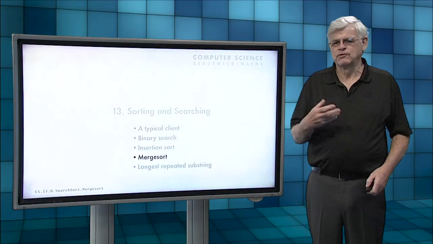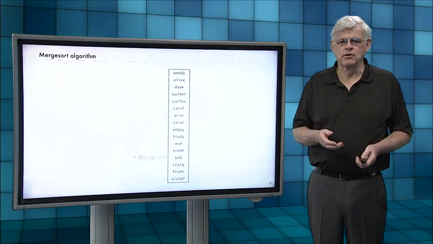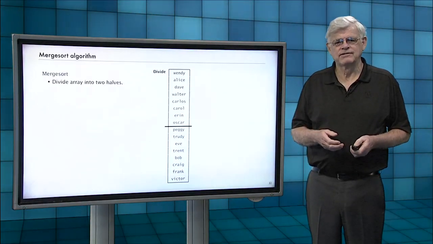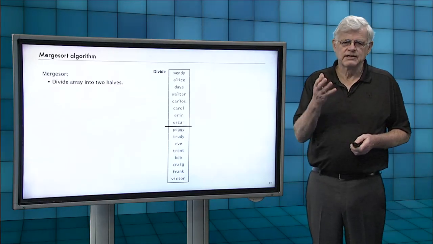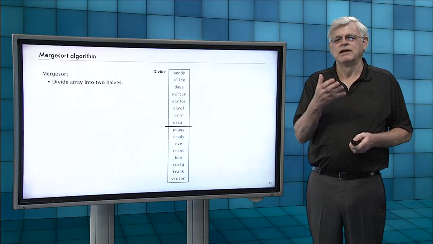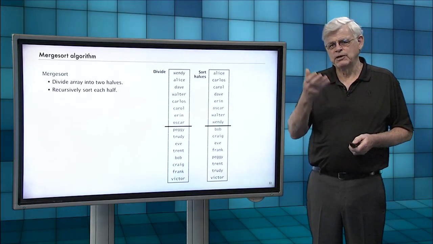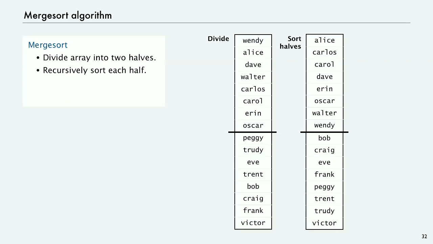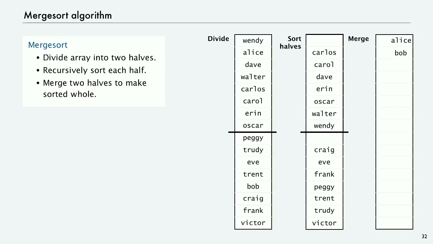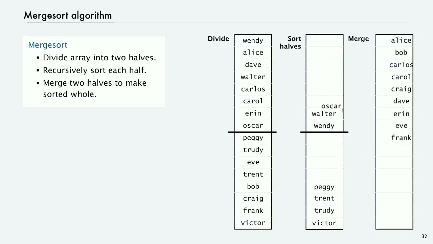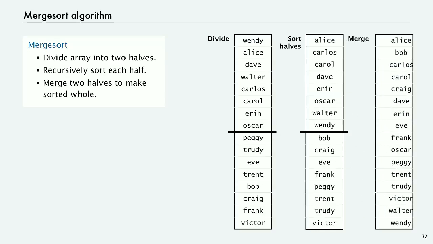That fast algorithm for sorting that we're going to look at is called merge sort. And it's a very simple method. We take the array that we need to sort and we divide it into two halves. And then recursively, we re-sort each of the halves. So now we have two sorted subarrays, half the size of the original one. And then we merge the two halves together to make a sorted whole.